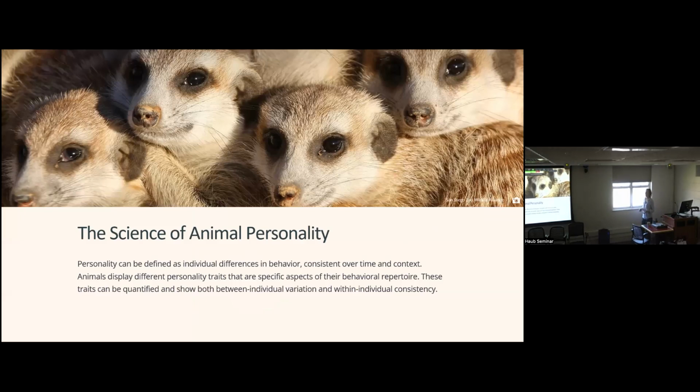So let's start from the definition of animal personality. It's different from behavior, because if we think of a behavior, then we can think of an animal jumping, running, hiding. Those are single behaviors. But when it comes to animal personality, here we're talking about a behavioral repertoire. So it's individual differences in behavior that have to be consistent over time and over different contexts to be considered a personality. And so these traits, and I will soon introduce what these personality traits are, have between-individual differences, but they have within-individual consistency.